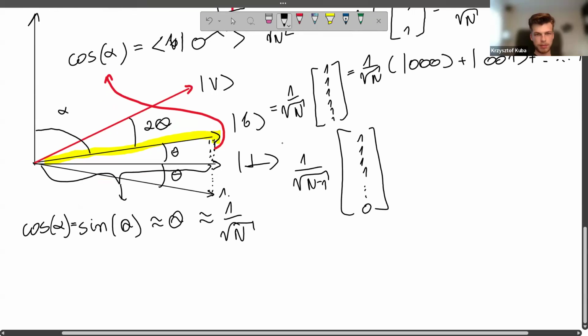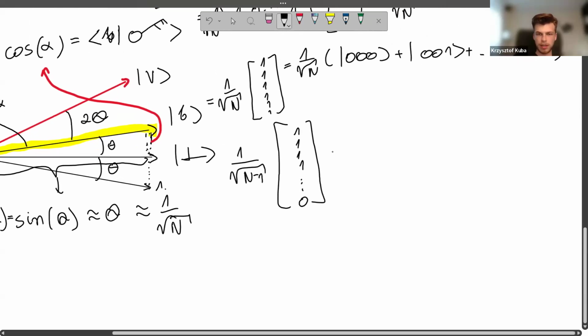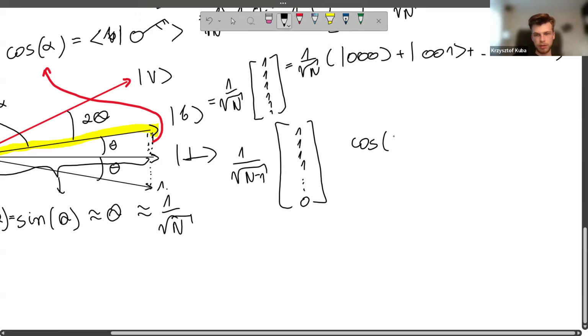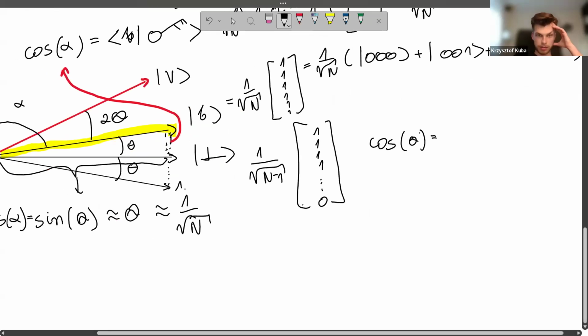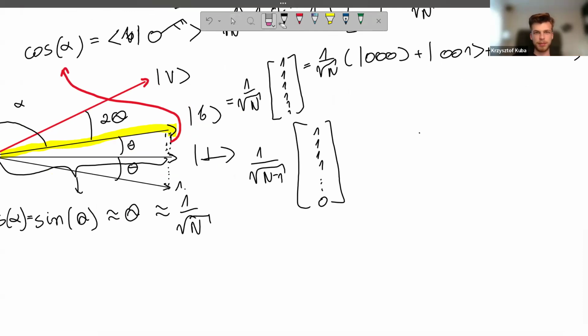But the other approach is that cosine of theta will be the dot product between those two. But this is more complicated, right? Yeah. Thank you for that. I was lost at some time.